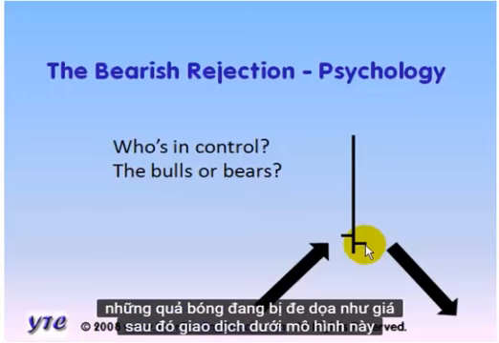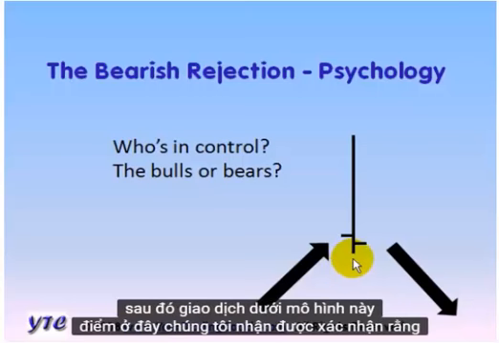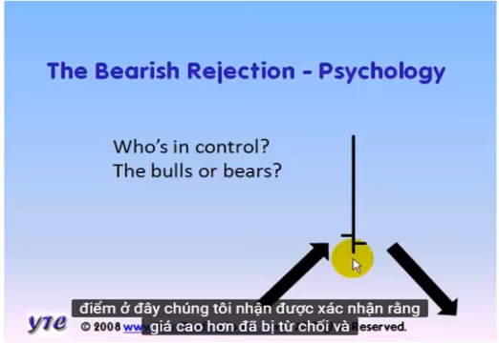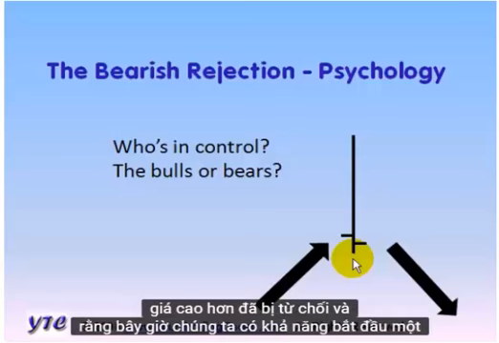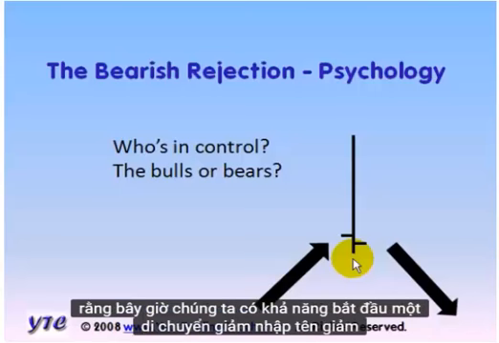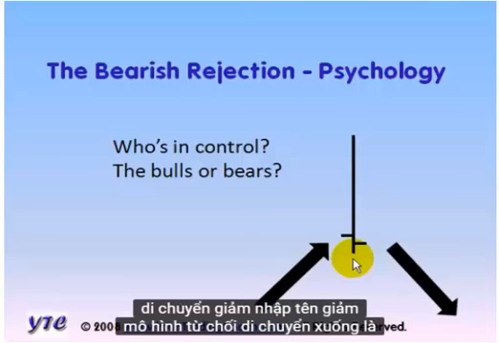As price then trades below the pattern at this point here, we get confirmation that higher prices have been rejected and that we're now potentially commencing a bearish move. Hence the name Bearish Rejection Pattern.